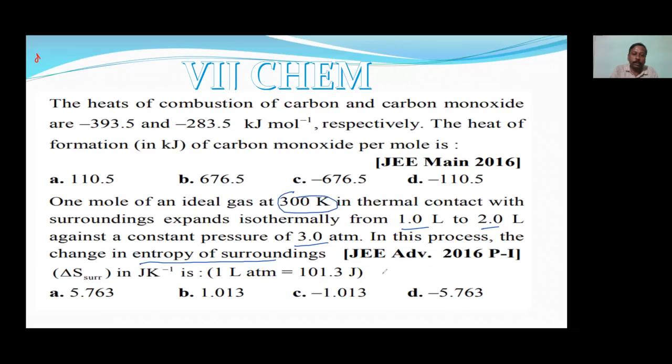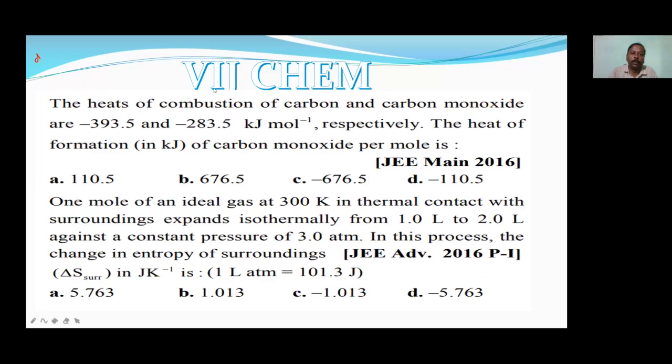So the formula I will tell you, you can substitute and do it. Delta S surrounding formula will be minus P external times V final minus V initial, divided by T. So P external will be 3 atm, final volume is 2 liter and initial volume is 1 liter, and temperature is 300 Kelvin. Just by substituting, you will get the answer minus 1.013. Okay. So these are our questions about the second part.